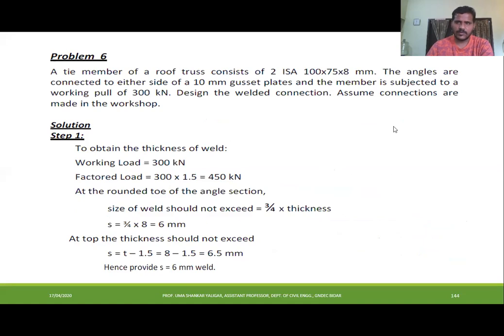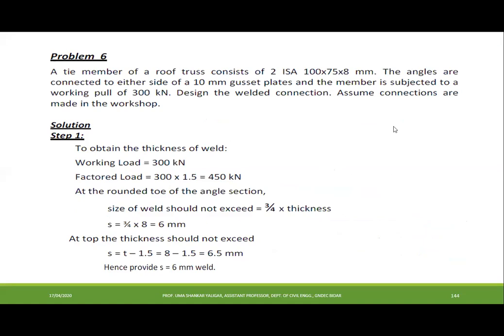Now, problem number 6. A tie member of a roof truss consists of two ISA 100 by 75 by 8 mm. The angles are connected on either side of a 10 mm gusset plate, and the member is subjected to a working pull of 300 kilonewton.